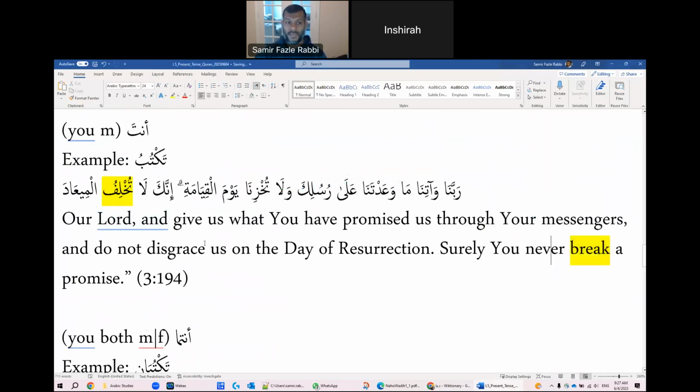You never break a promise. La tukhlifu al-mi'ad. And then this tukhsina is, "Our Lord, give us what You have promised us through Your messengers, and do not disgrace us." So it's a request. "You never break a promise" over here is just kind of an imperative statement. I'm just making a statement. But when I say do not disgrace us, that's a request, or fi'l amr.